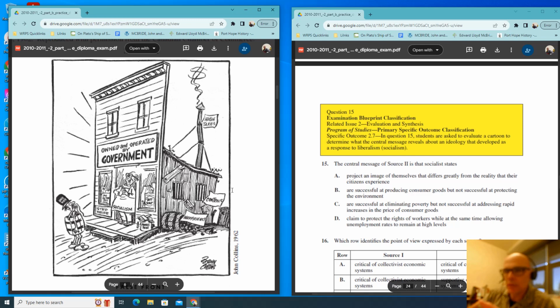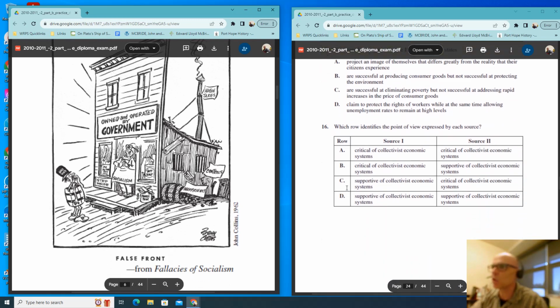Are successful at producing consumer goods? Well, then why is it inefficient? Right? So can't be B. Are successful at eliminating poverty? That guy looks pretty poor on the street. Claim to protect the rights of workers. It's not really talking about that. A is my answer, and it's screaming A.